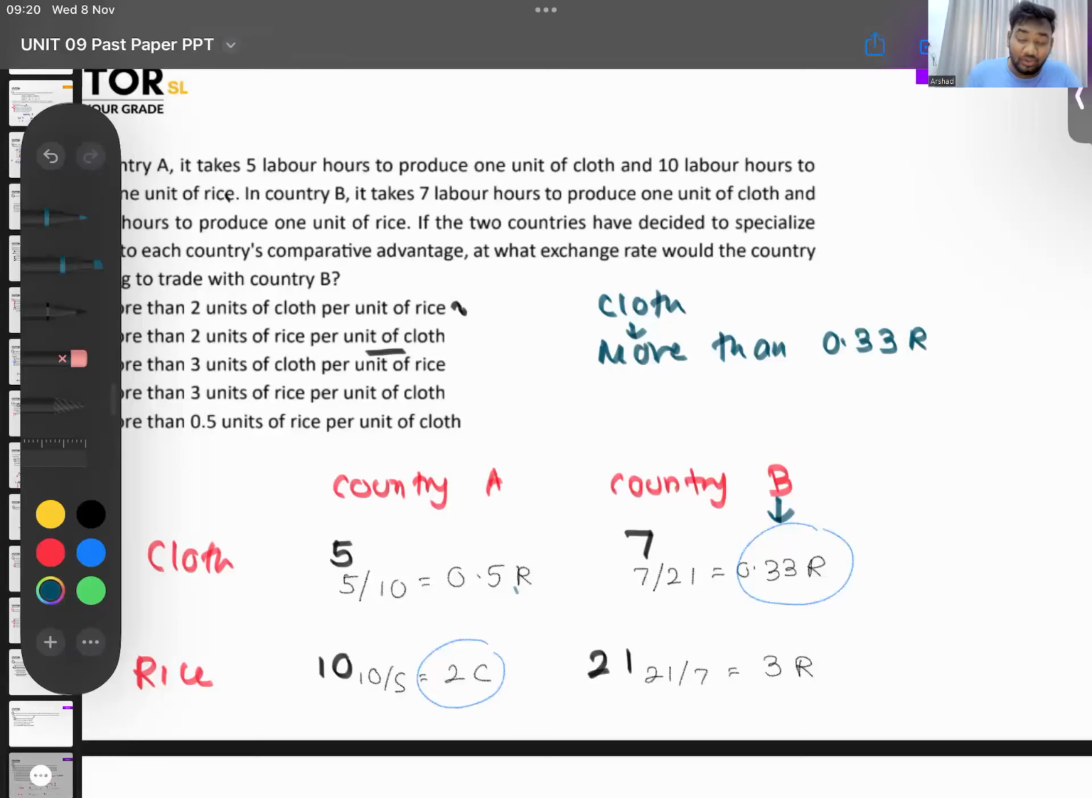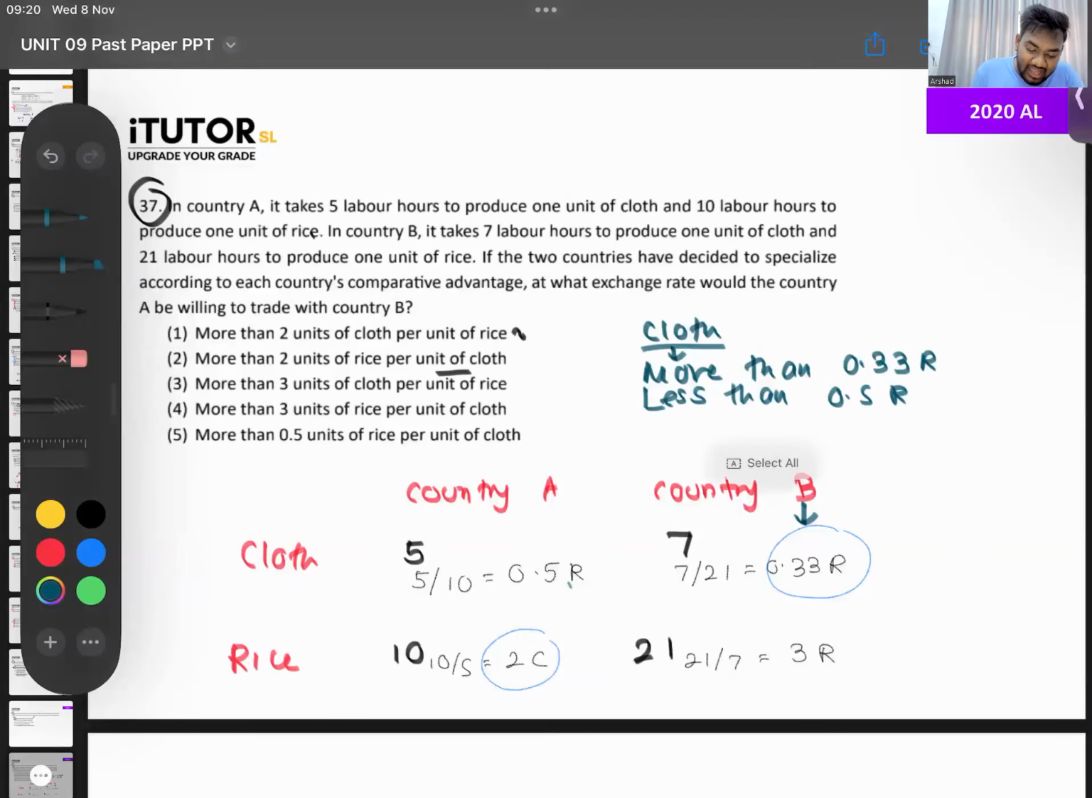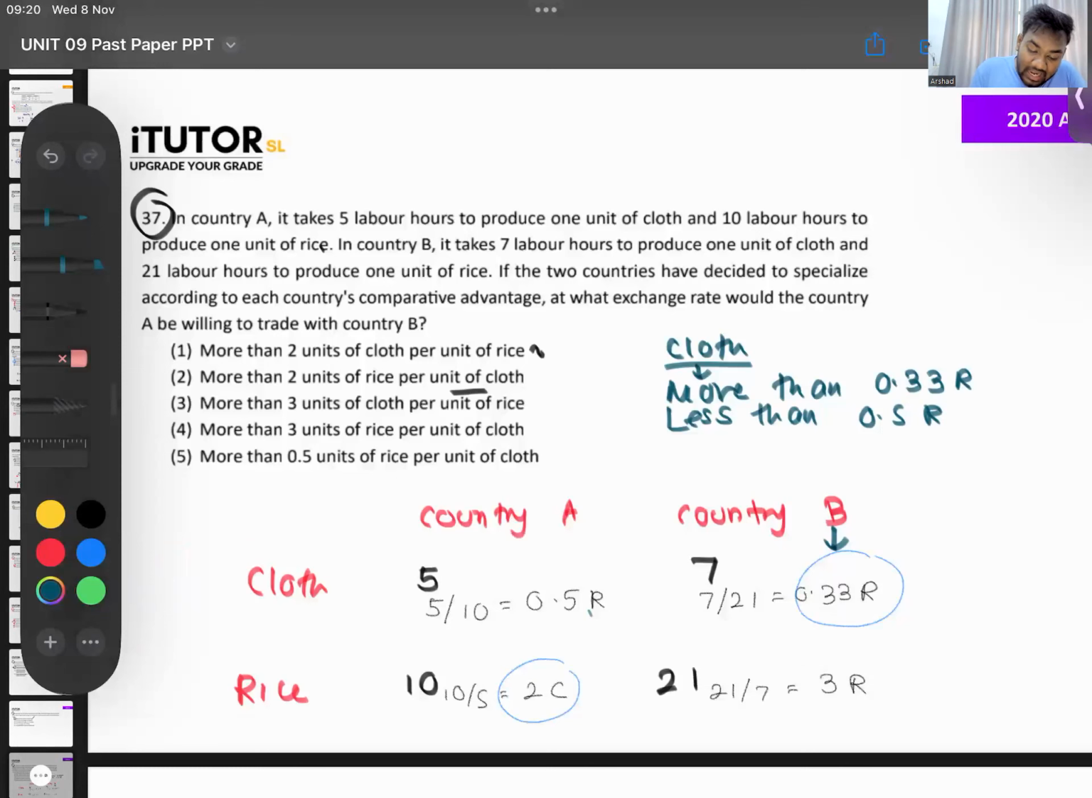These people want more than 0.33, but country A will be willing to pay less than 0.5 rice. So this is the thing for cloth. Per unit of cloth, if you have an answer, more than 2 units of cloth per unit of rice. No, not rice. You can look at answer number 2, 4, and 5 and see. More than 2 units of rice per... They are asking. Be very careful.